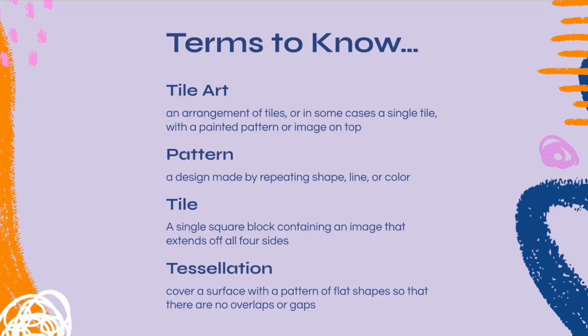And today, some important terms we'll want to know about our tile art. Tile art is an arrangement of tiles, or in some cases a single tile, with a painted pattern or image on top. A pattern is a design made by repeating shape, line, or color. A tile, in this case, is going to be a single square block containing an image that extends off all four sides. So that will be one of our pieces of paper for today. And then finally, tessellation. That's when you cover a surface with a pattern of flat shapes so that there are no overlaps or gaps. And we'll be using the tiles and tessellating those to get our tile art.